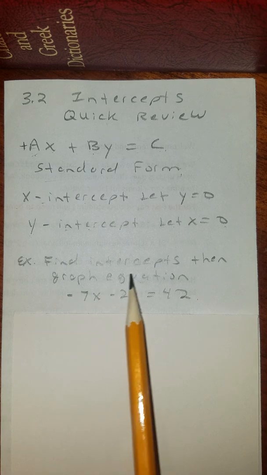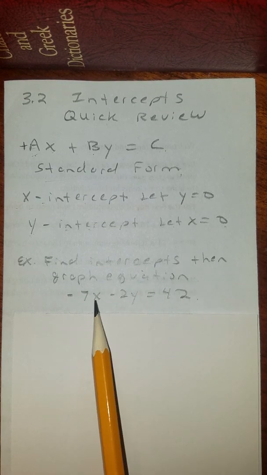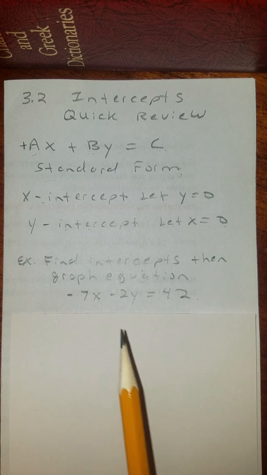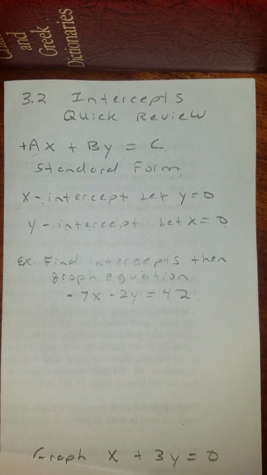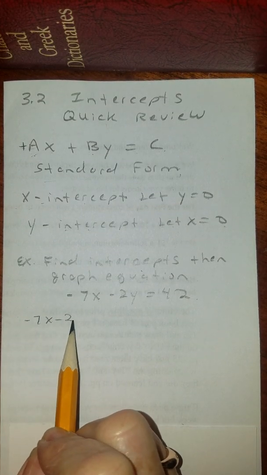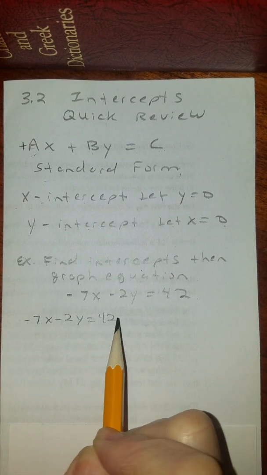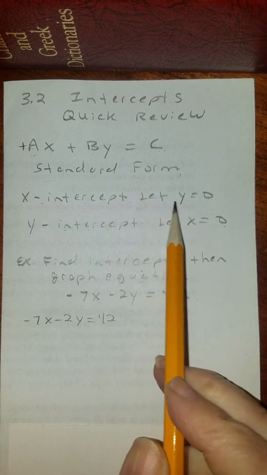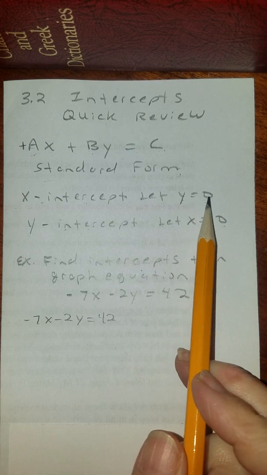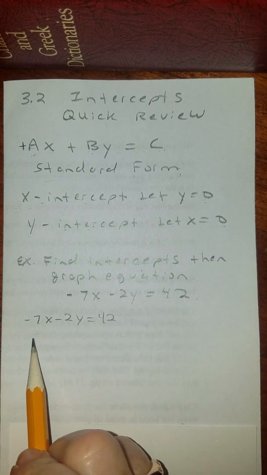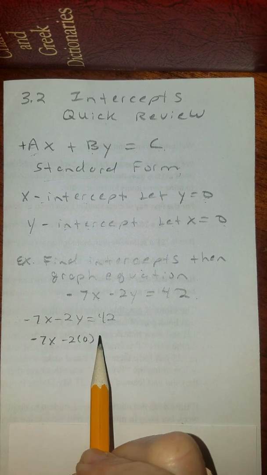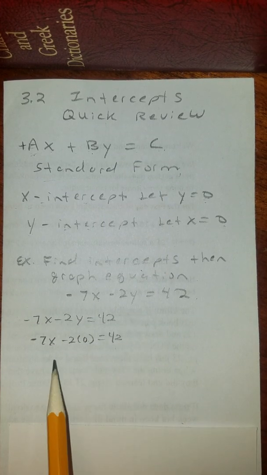It says, find the intercepts, then graph the equation, negative 7x minus 2y equals 42. So the first thing you're going to do is take this equation, negative 7x minus 2y equals 42. To find the x-intercept, you're going to substitute 0 for y. So I'm going to write negative 7x, substitute in 0 for y, and I'm going to solve now for x.